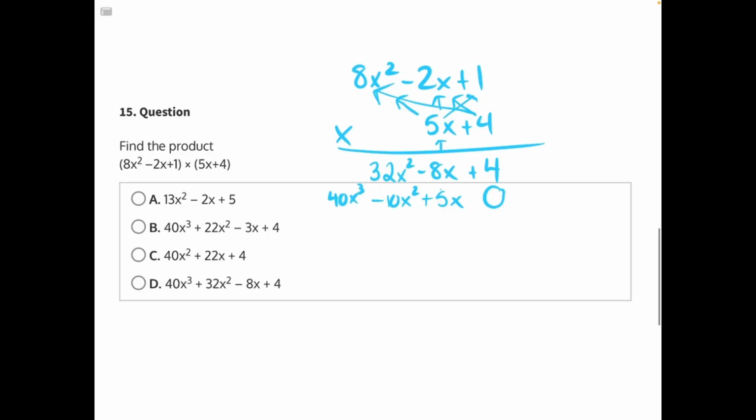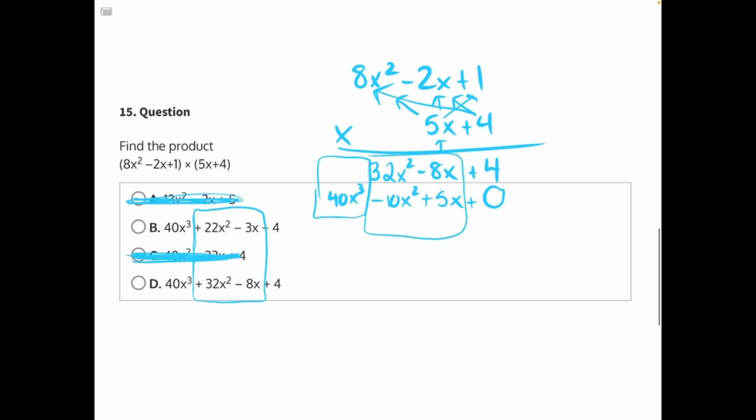So we can pause here and look at our answer choices very quickly. We know there's no other like term for 40x cubed. There's no other x cubed in this problem. So we can eliminate A and we can eliminate C because they do not have 40x cubed out in front. From then on, the only difference between B and D are the second and third values of the equation. So what we can do is just focus on doing the math for that section right here.